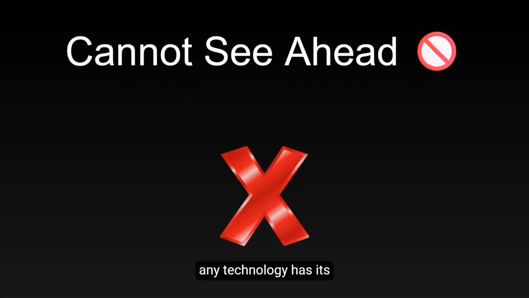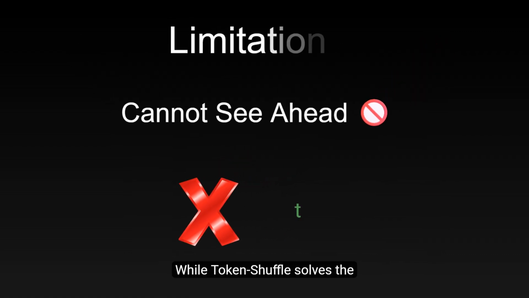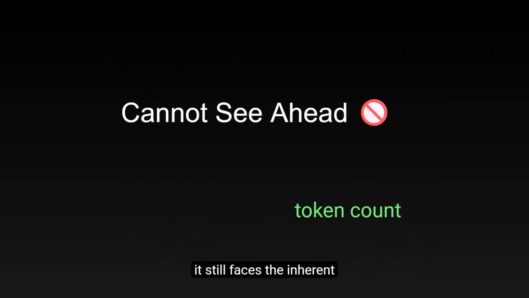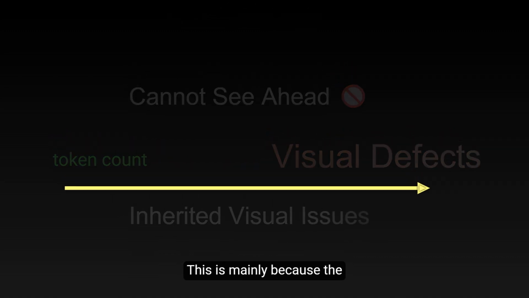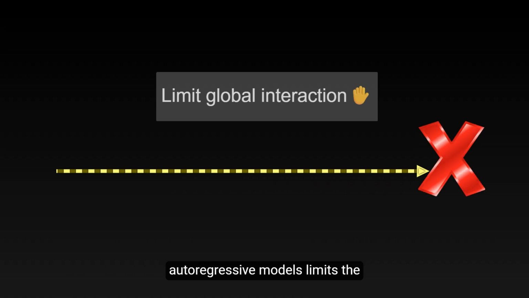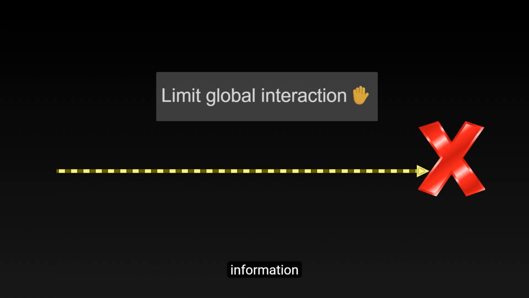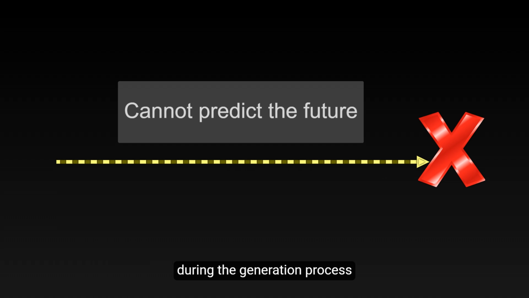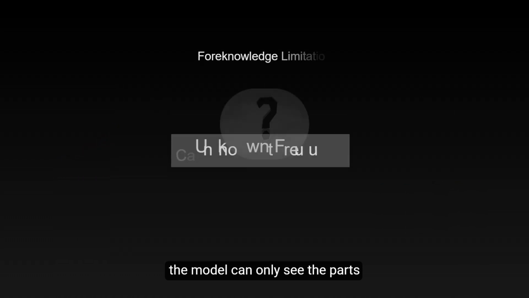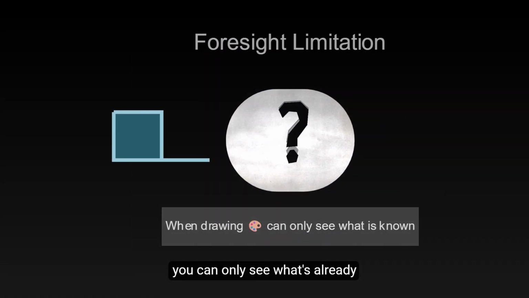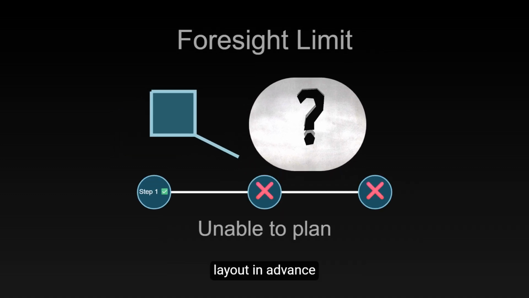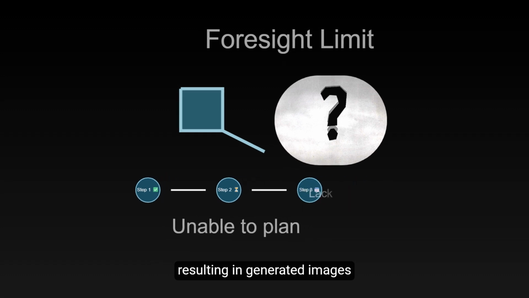While Token Shuffle solves the issue of token quantity, it still faces the inherent visual defects of AR models. This is mainly because the working principle of autoregressive models limits the interaction of global information. Specifically, during the generation process, the model can only see the parts that have already been generated and cannot foresee future content. This is like when drawing. You can only see what's already been drawn, unable to plan the overall layout in advance, resulting in generated images that may lack harmony in global structure.